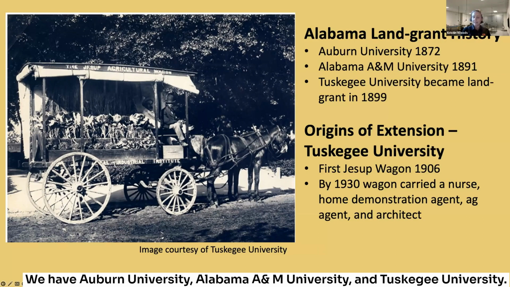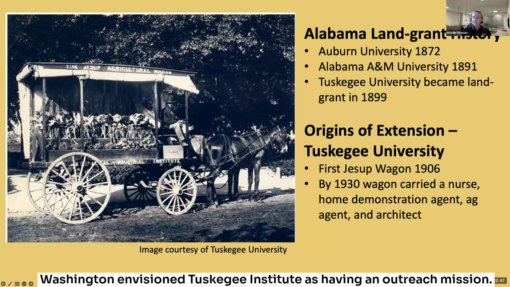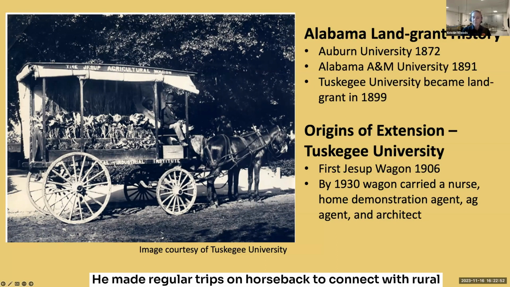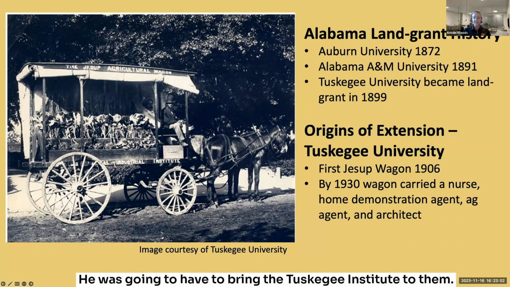The Tuskegee University Cooperative Extension Program stands out among all the others because from its founding, Booker T. Washington envisioned Tuskegee Institute as having an outreach mission. He made regular trips on horseback to connect with rural people and encourage them to come to his school. But he also realized the farmers were not going to travel to Tuskegee. He was going to have to bring the Tuskegee Institute to them.